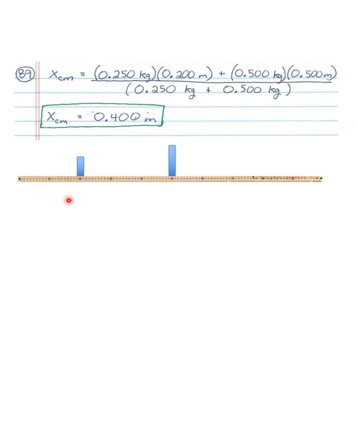So we're going to use the center of mass equation, which is the sum of every mass times its position, divided by the sum of the masses. So the 0.25 kilograms times 0.2 meters, this one to the left, plus the 0.5 kilograms times 0.5 meters, the one to the right, divided by the sum of their masses, and we get 0.4 meters. And so here we have the balance point.